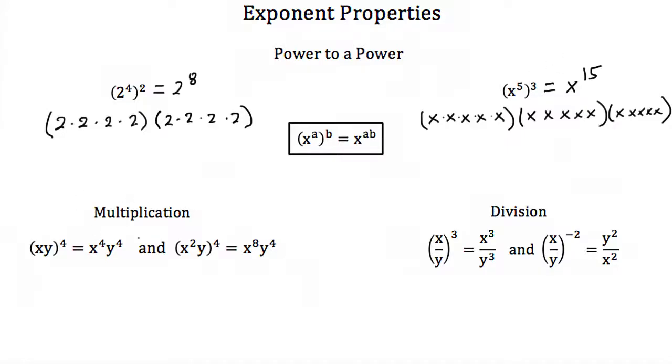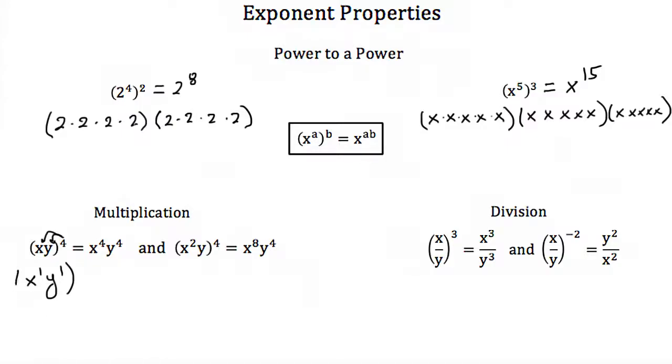This applies other ways too. If we have a term to a power, and we put it to another power, say we have x times y to the 4th, that's the same as saying x to the 4th times y to the 4th. You can almost kind of distribute this in. But it's important to notice that x times y is really x to the first power times y to the first power.